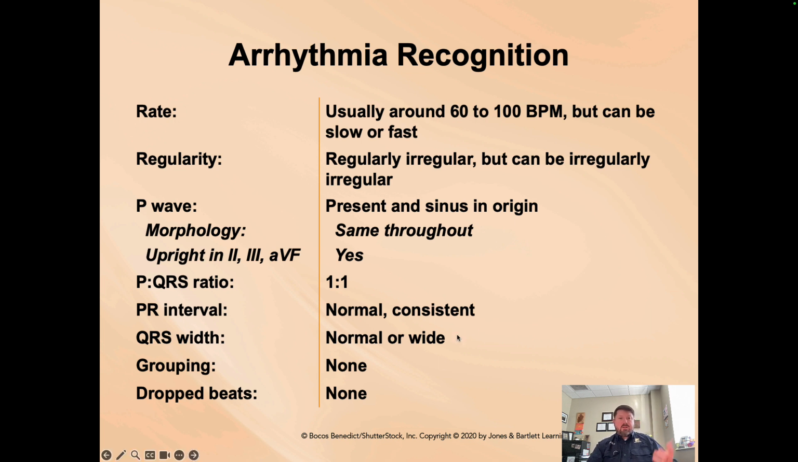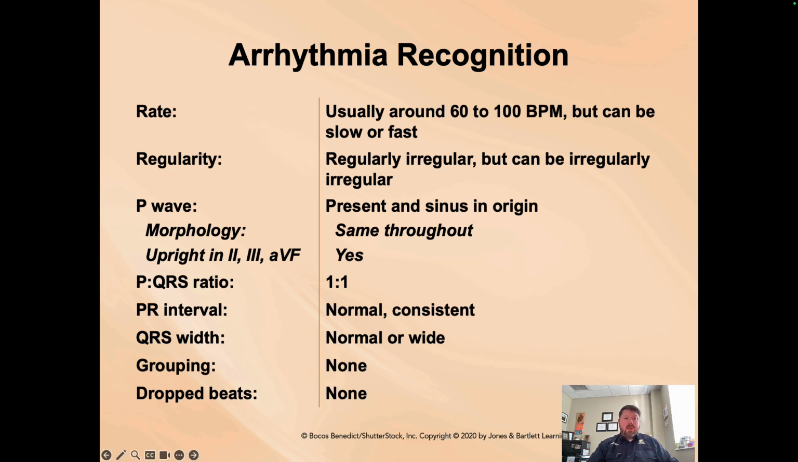So again, here's just another way to look at it. The rate is usually between 60 and 100. It can be fast or slow. It's regularly irregular. The P waves are present and of sinus origin, with the same morphology throughout, upright in leads 2, 3, and aVF. The P-QRS ratio is 1-to-1, which means you have a P wave for every QRS and a QRS for every P wave. Your PR interval should be normal and consistent across the board. Your QRS width should be normal. It possibly could be wide, but you're usually going to see a normal. You have no grouping and no dropped beats.